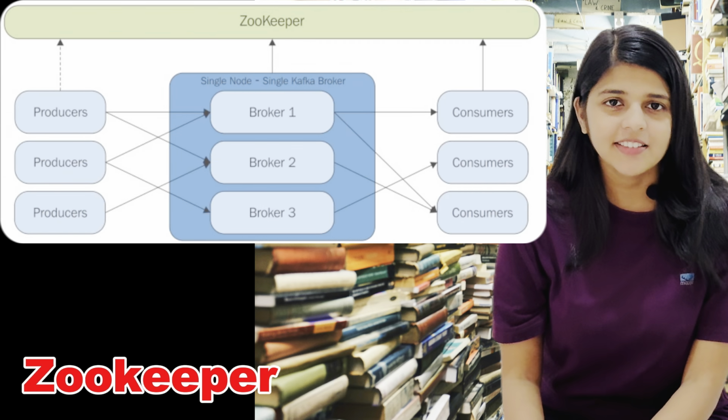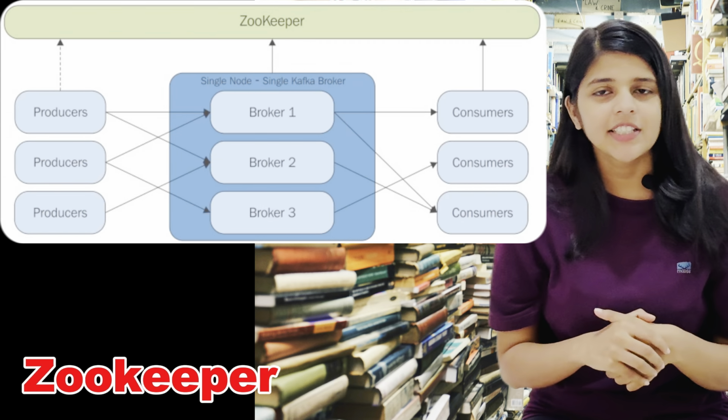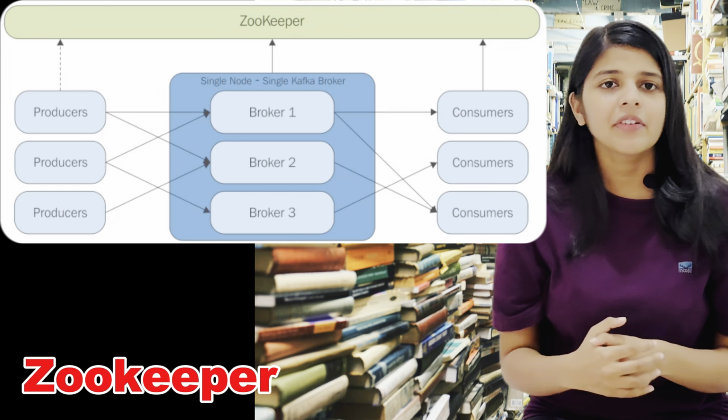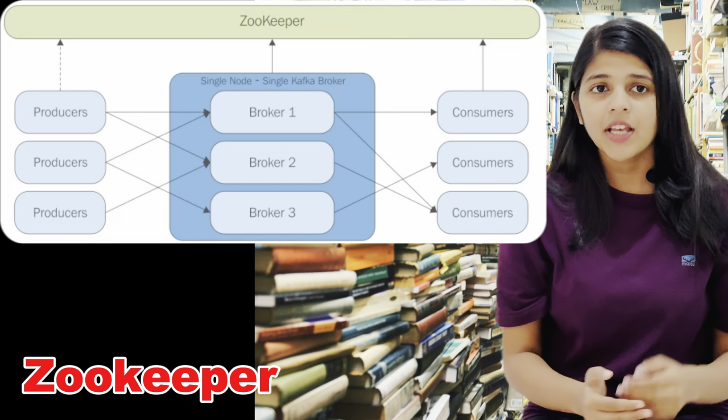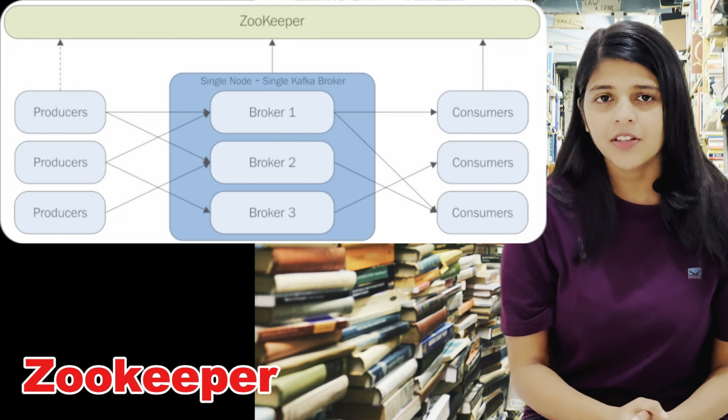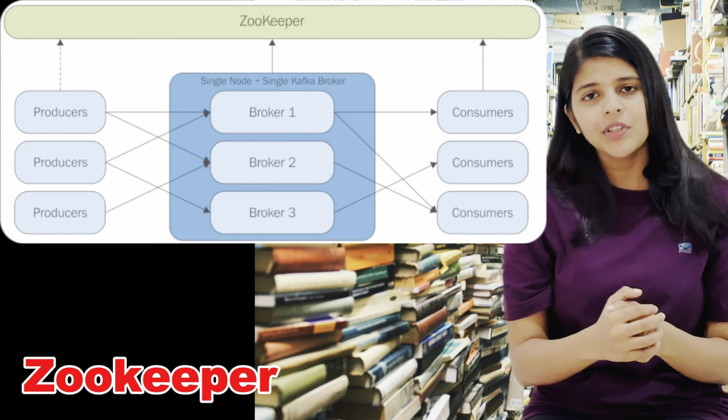Now that we've got a good understanding of these terms, it's time to set up Kafka. But before that, let's talk about another major component, Zookeeper. Zookeeper acts as a centralized service for maintaining configuration information, naming, providing synchronization, and providing group services. In simpler terms, think of it as the guardian of Kafka that ensures everything runs smoothly in the background.